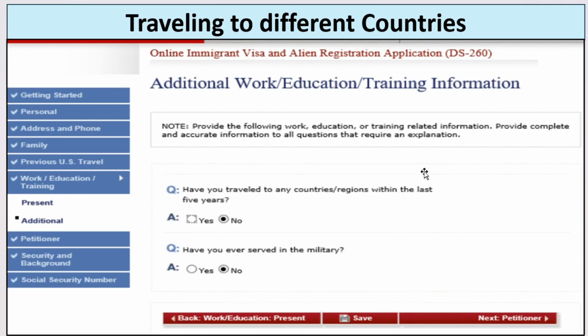Now, let's go to the next one, which is traveling to different countries. A lot of people here don't like to include the countries that he or she traveled to. You must include that. It is very, very important to include that. They will find out, and it's going to be a big, big problem. So it will be better just to include it.